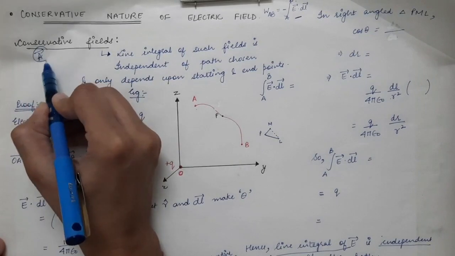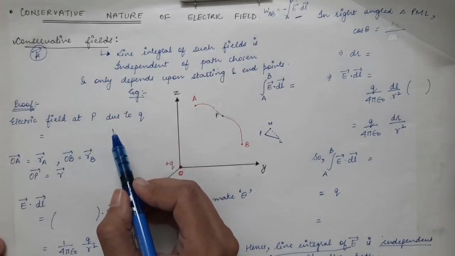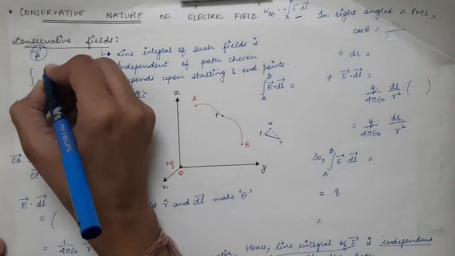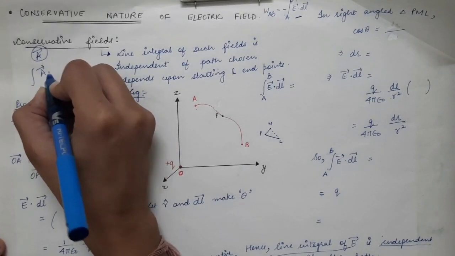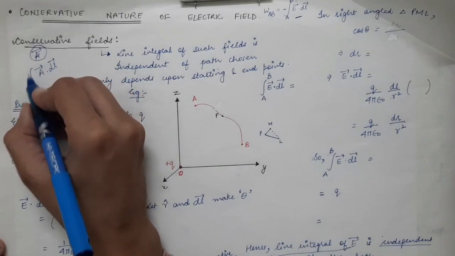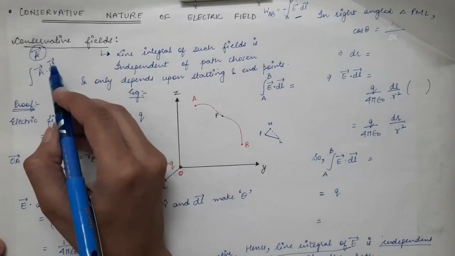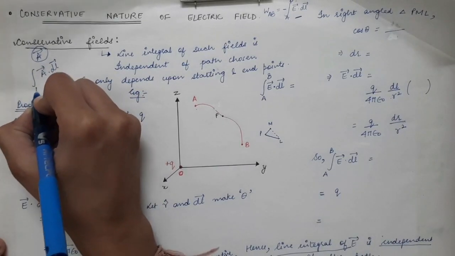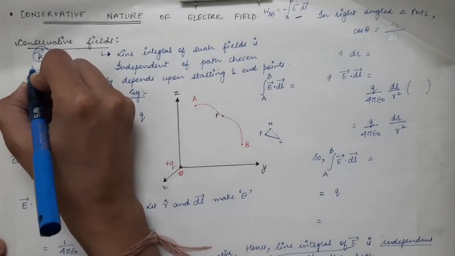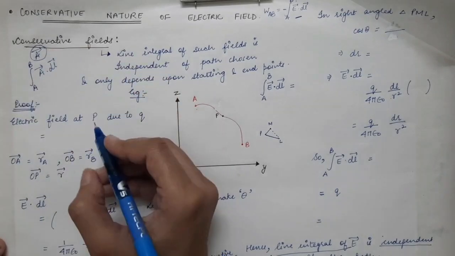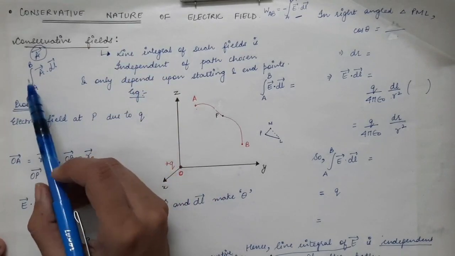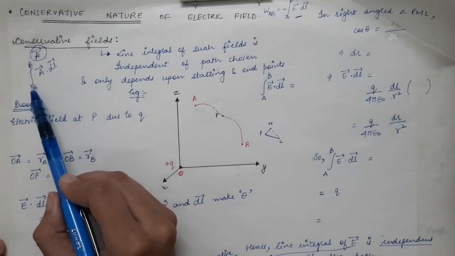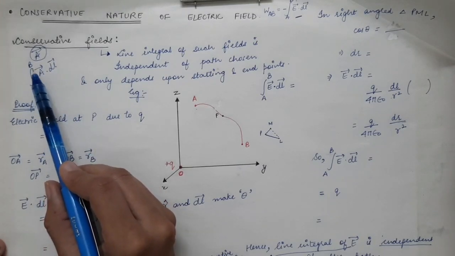So this A vector will be called a conservative field if the line integral, that is the integral of A vector dot dl vector, of this vector field from a particular starting point to a final point is independent of the path chosen.